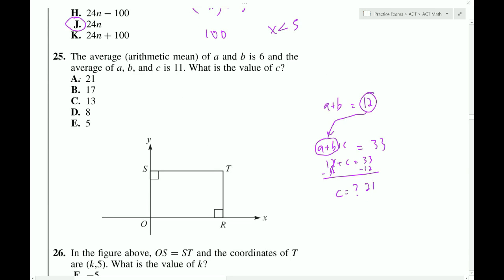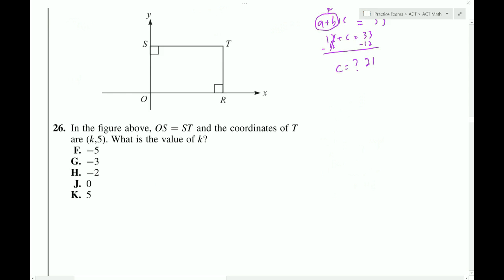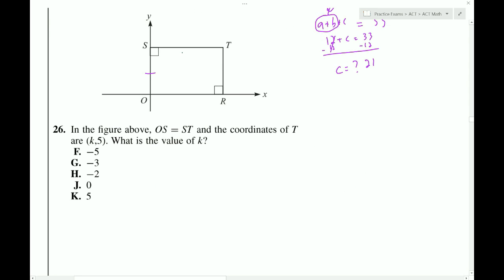Okay. In the figure above, OS equals ST, right? And the coordinates of T are k comma 5. So it's over k and up 5, which to me means, right, if this is 0, 0, we need to go over by amount k and up by amount 5. What is the value of k? Well, k would have to be 5, right? Because assuming that these pieces are equal, they both have to be of size 5, so k would have to equal 5.